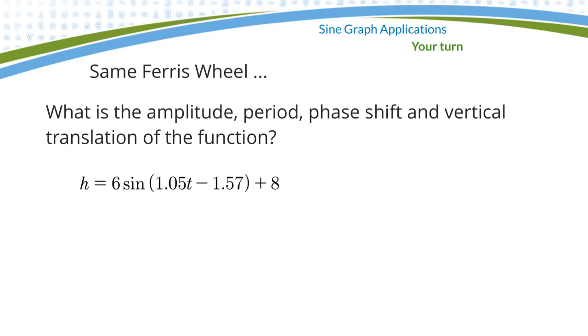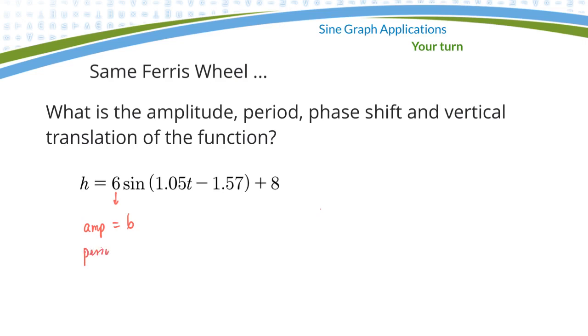Here's another question. This one they asked for the amplitude, period, phase shift, and vertical translation of the function. It's the same function that we did, but now we can go back to our previous section and just look at what those characteristics are. If they want to know the amplitude, that's that number right there. So the amplitude is 6. They want to know the period.